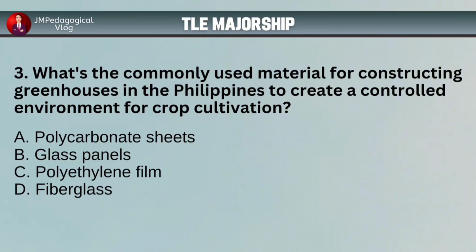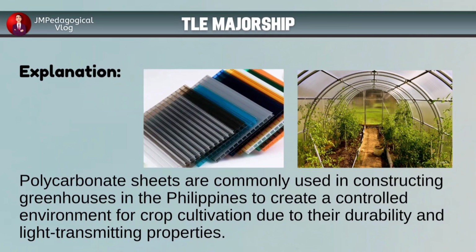3. What is the commonly used material for constructing greenhouses in the Philippines to create a controlled environment for crop cultivation? A. Polycarbonate sheets. B. Glass panels. C. Polyethylene film. D. Fiberglass. A. Polycarbonate sheets. Explanation: Polycarbonate sheets are commonly used in constructing greenhouses in the Philippines to create a controlled environment for crop cultivation due to their durability and light-transmitting properties.